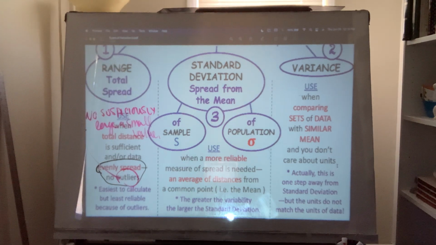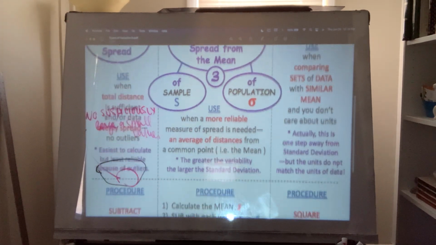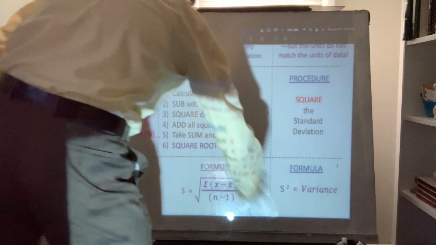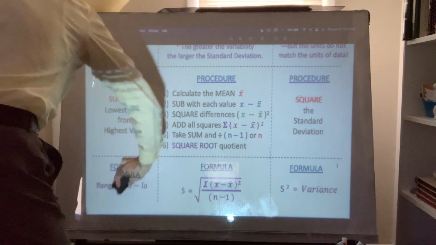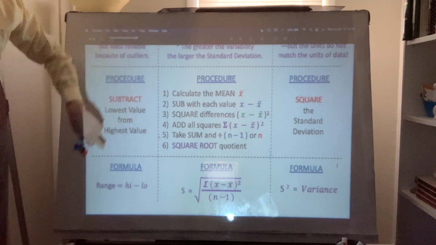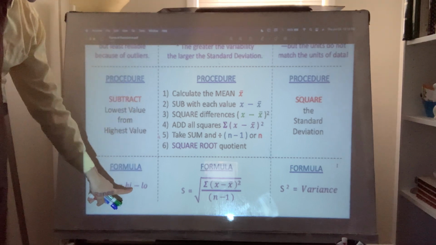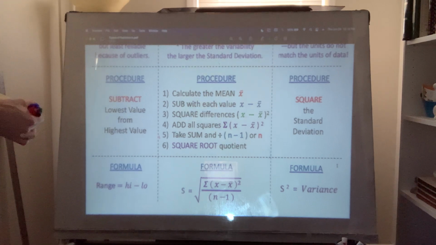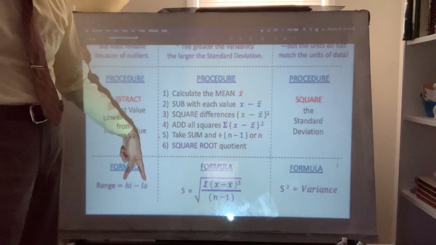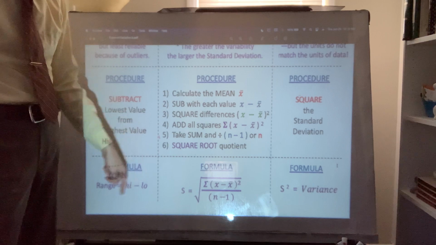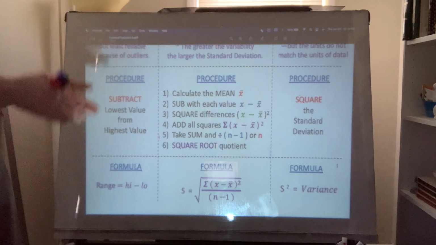Now again, there's a formula or just a procedure here, in which case you subtract the lowest value from the highest value. Remember, it's not commutative. It's the high value minus the low value. That will simply give you the range. If you do in fact have an outlier, then this can be a deceptive value, and it's not really good for giving you a feeling for anything.